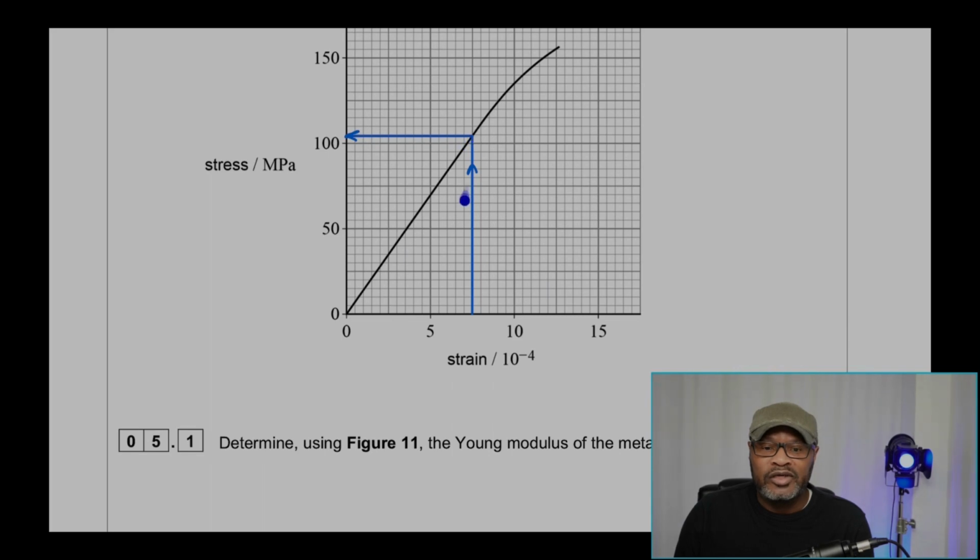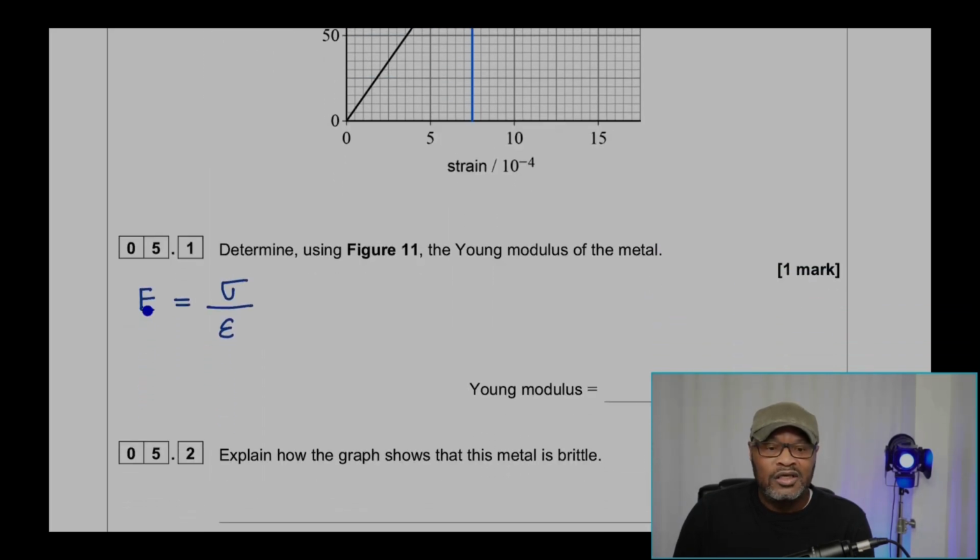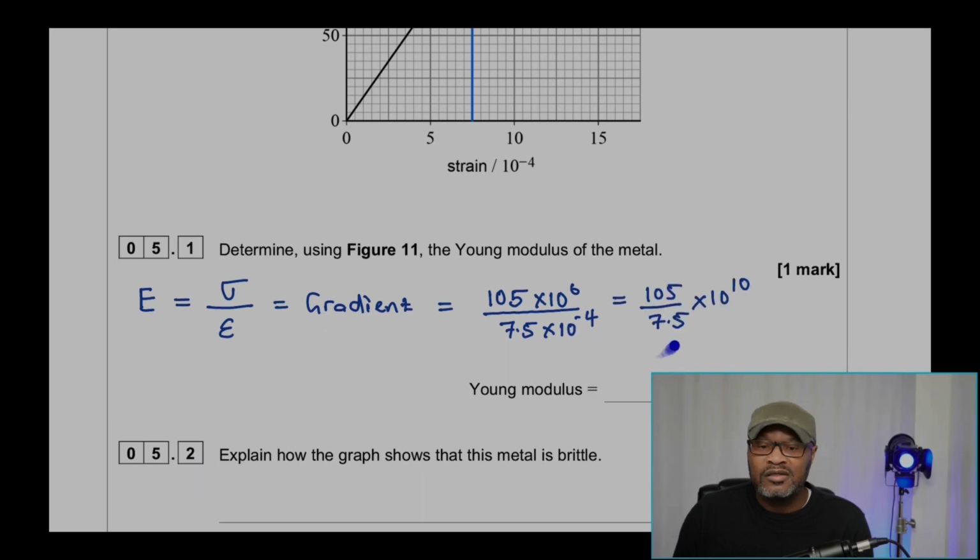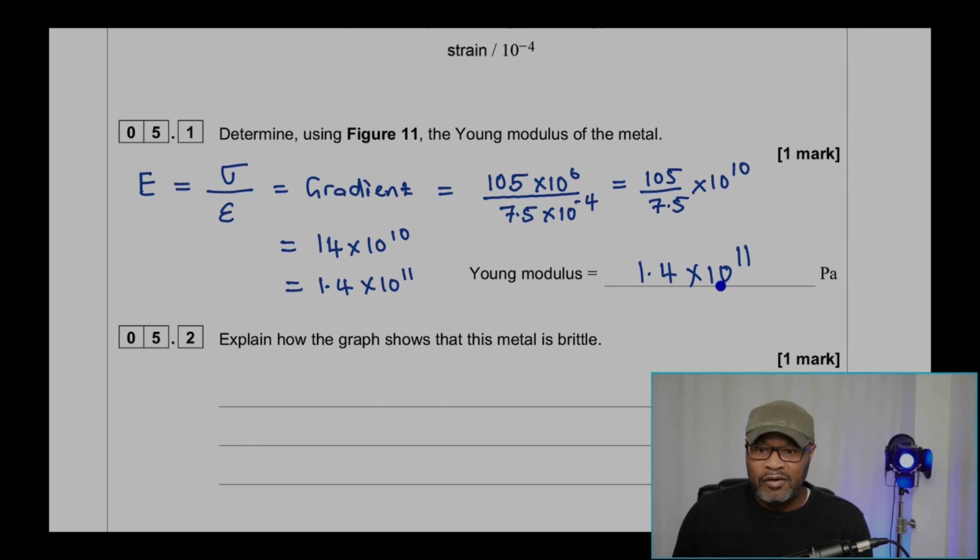The gradient would be the height over that length. We can write E for the Young modulus equal to stress over strain. That's equal to gradient, and the stress is 105 times 10 to the power 6 divided by strain 7.5 times 10 to the power minus 4. You can rewrite it as 105 divided by 7.5 times 10 to the power 10. Indices, the 1 over 10 to the power minus 4 will become 10 to the power 4, and 10 to the power 6 times 10 to the power 4 is 10 to the power 10. 105 divided by 7.5 is 14, so 1.4 times 10 to the power 11 pascal.